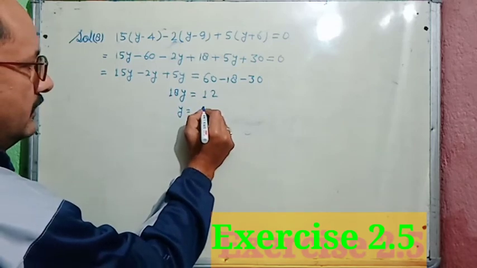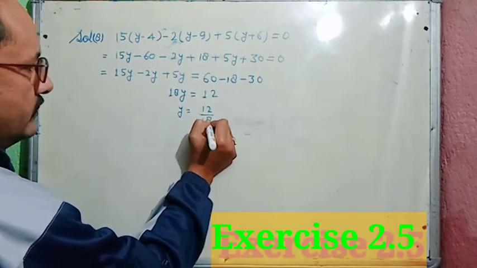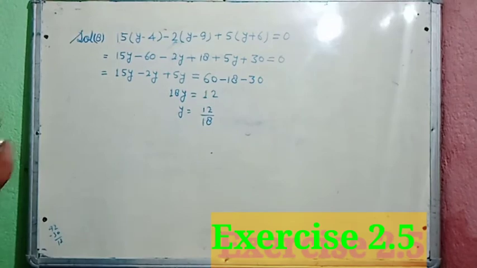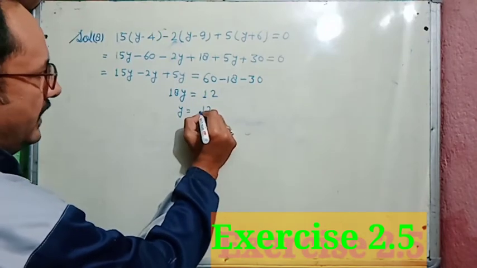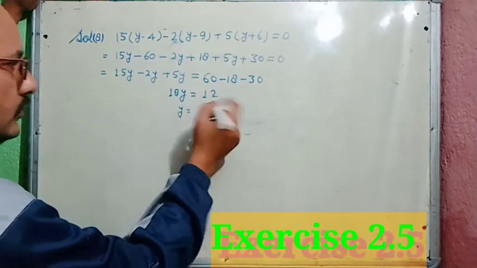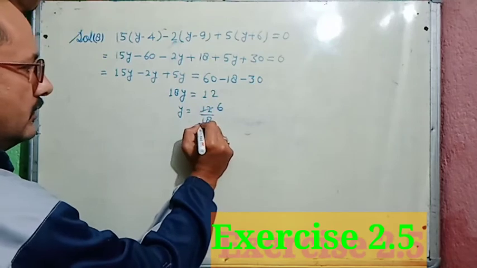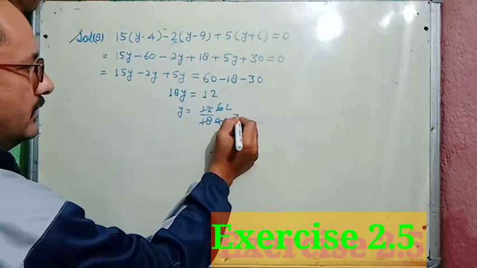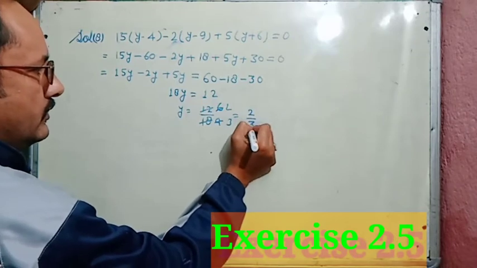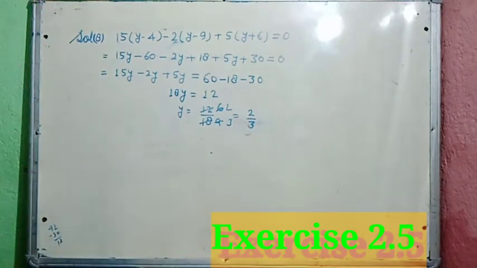Divide by 18 on both sides and you will get this answer. And you can simplify, you can reduce this fraction by dividing: 2 sixes are 12, 2 nines are 18, again 3 twos are 6, 3 threes are 9. You will get 2/3. It is your answer and required solution for this given equation.